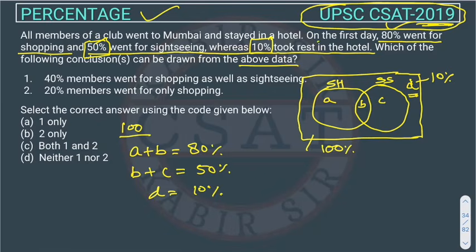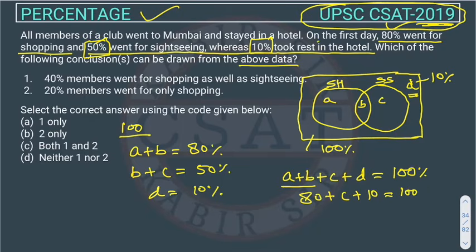So we have to calculate the values of A, B, C. D we already know, and we know the total will be 100. So A plus B plus C plus D will be equal to 100%. A plus B we know is 80, and D is 10, so this equals 100. All this is in percentage, so don't forget to write the percentage sign. So C will be equal to 100% minus 90%, so it will be 10%.